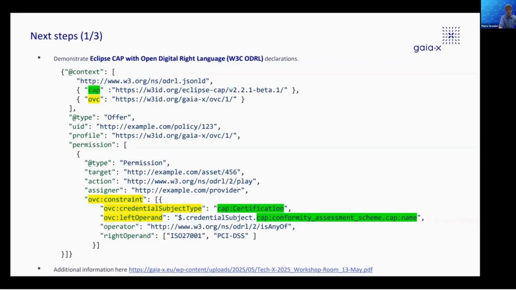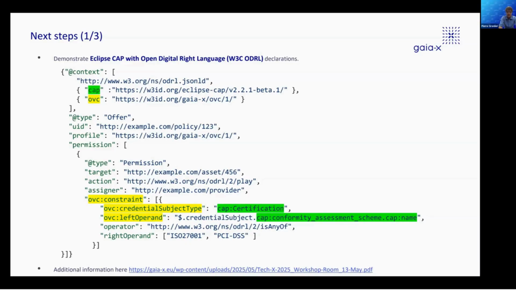Now we will jump to the next steps. So how do you, for example, use the Eclipse CAP with ODRL, or the Open Digital Rights Language? The same policy language, the same domain-specific language for policies that is being used in other protocols and specifications from the Eclipse Dataspace Working Group. So the good news is that that's possible. The bad news is that you cannot use it alone. So for that, you need to have another extension, which is also done by GAIA-X and already listed on the ODRL website community page, which is OCV.